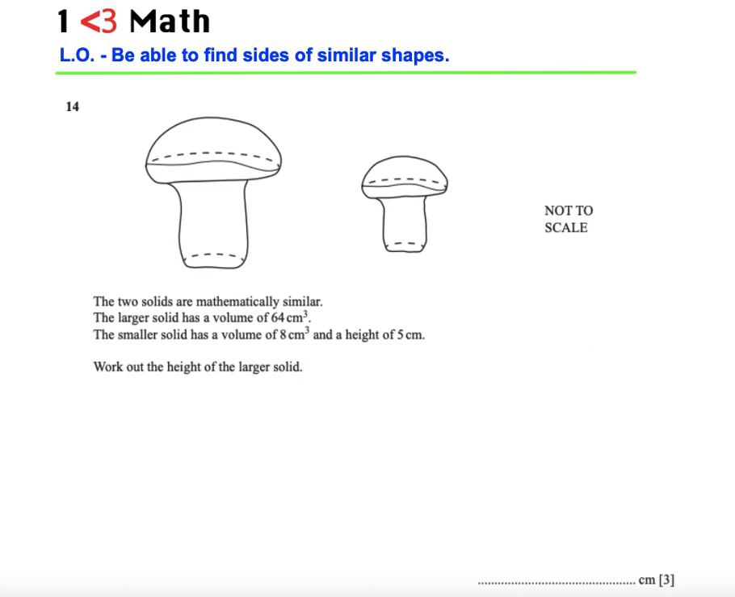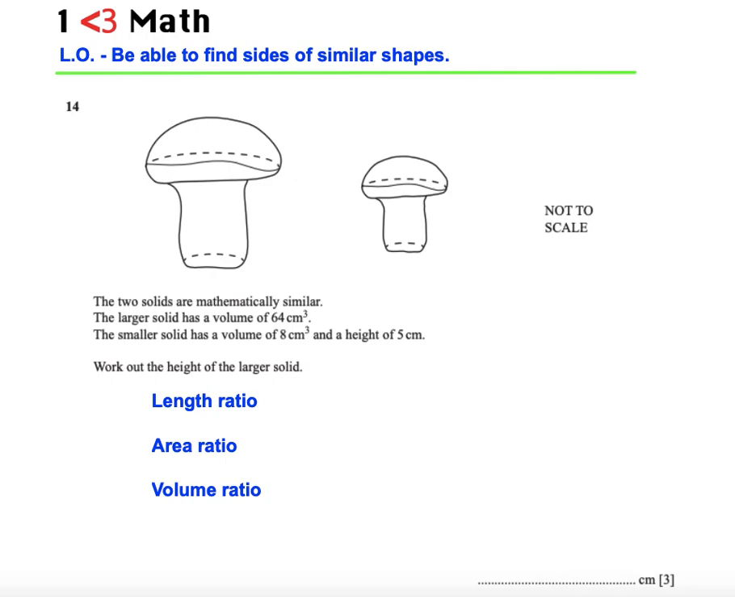So whenever you've got these similar shapes, you might have to find a volume, you might have to find a surface area, or you might have to find a length. In this case, we have to find the height of the larger mushroom solid. Now, you always have to set up your ratios. So we're going to set up the length ratio, the area ratio, and the volume ratio. Now, this question doesn't actually involve area, but it's always a good idea to have this approach so that we can do it as best as possible in all future questions.